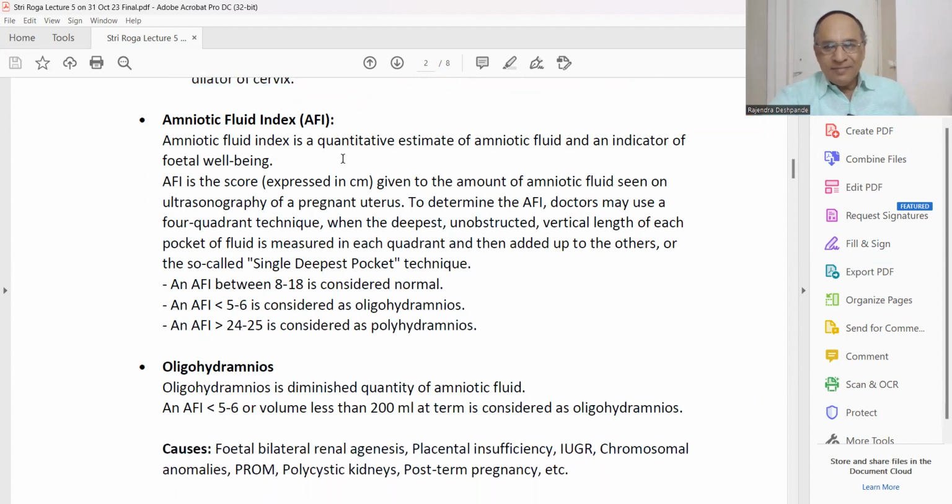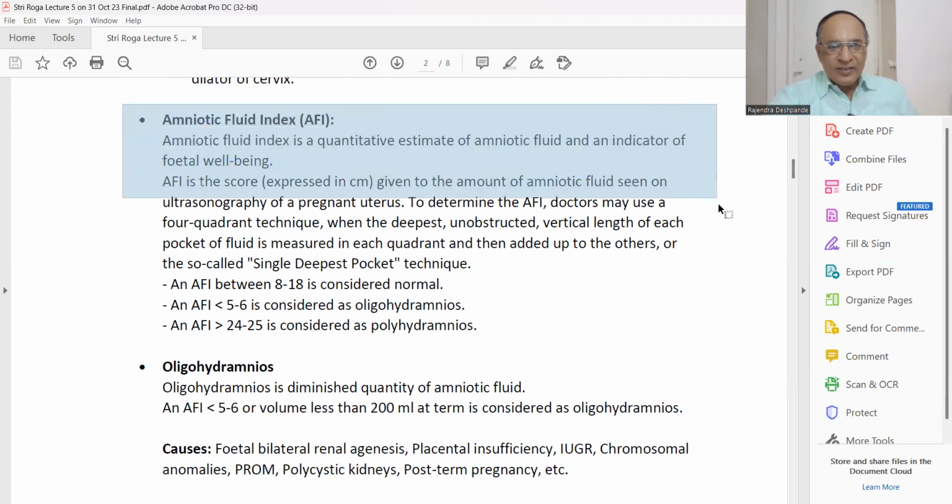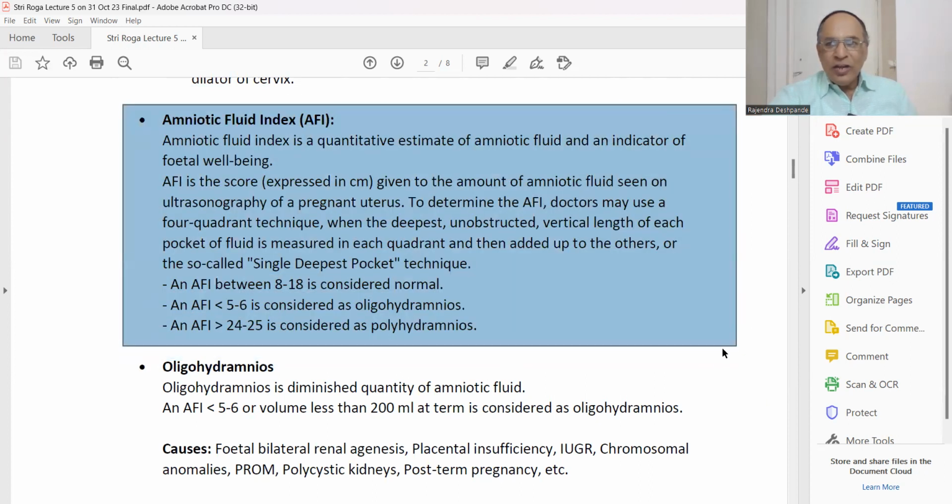Now we will go further and we will talk about amniotic fluid index. Amniotic fluid index, AFI. What is that index? It is a quantitative estimation of how much amniotic fluid there is, an indicator of fetal well-being.